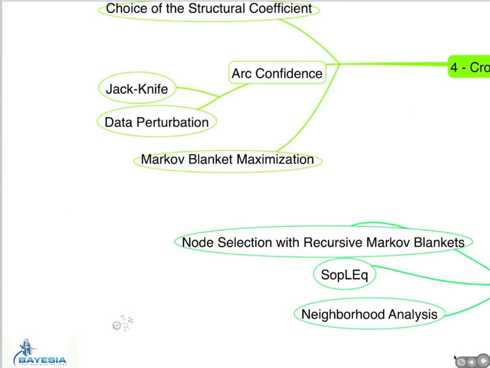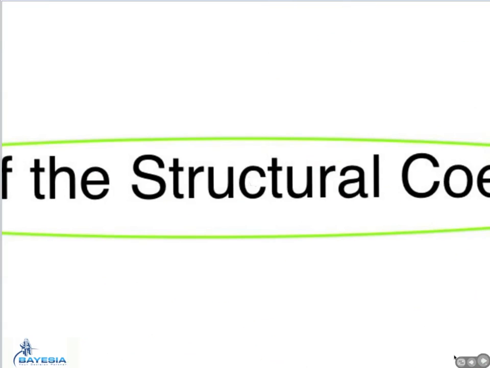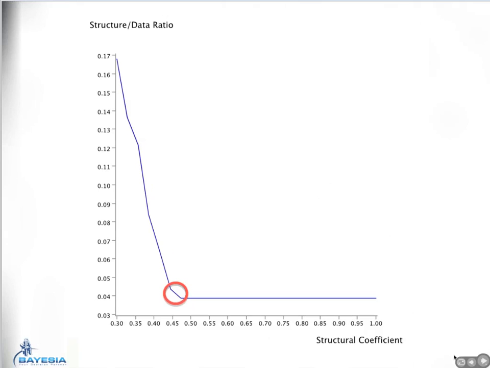Then we will use that subset of nodes to illustrate how we can do cross-validation to help choose the best structural coefficient. I will just say a very quick word on that. This is a parameter that allows us to play on the structure, on the trade-off between structural complexity and the likelihood of the data. And so we will generate this kind of curve where we will be able to apply the elbow rule and select here, for example, a structural coefficient of 0.45.